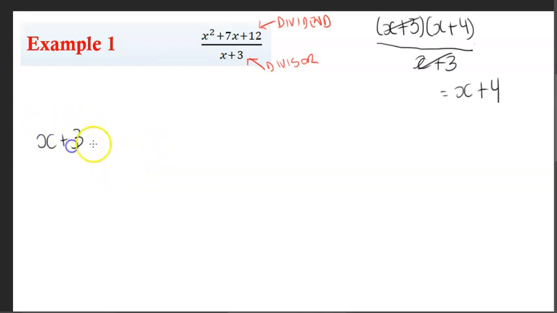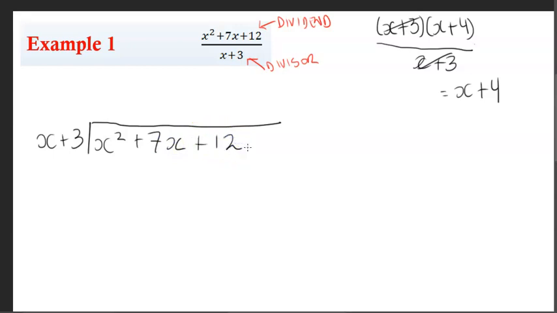x plus 3, and then we have that line that goes like that. Sorry if my accuracy is quite bad, as usual. It's been a while since I've done this digitally. x squared, sorry, x squared plus 7x. Again, x squared plus 7x plus 12.